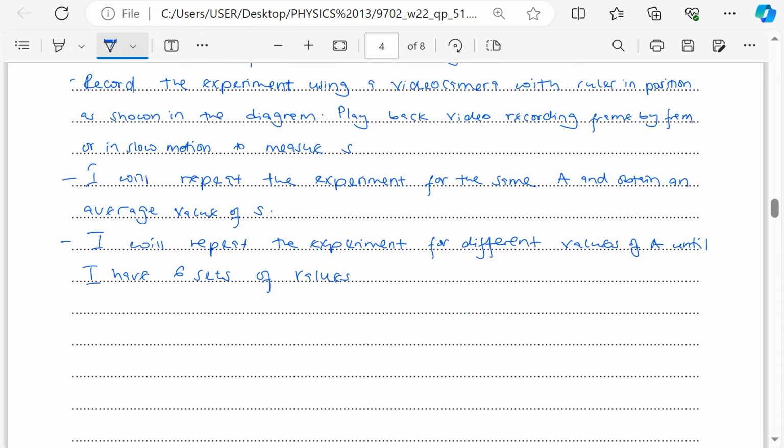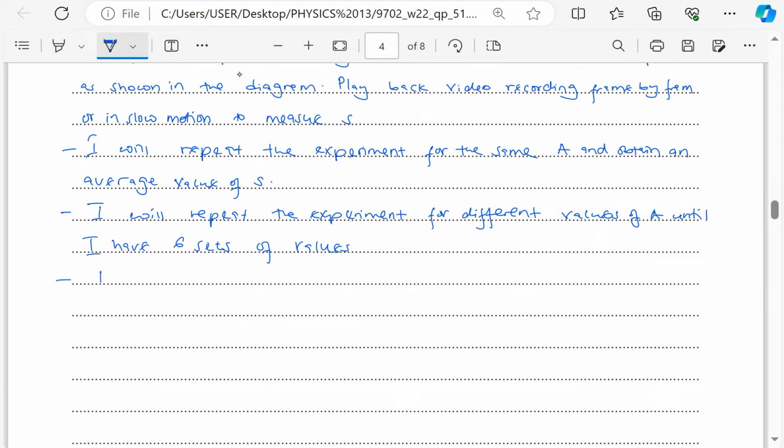Now that I have many values, the next thing is analysis, where I will plot a graph. So we have seen already that we shall plot a graph of ln of S against A. And the relationship is going to be valid if the graph is a straight line with the y-intercept equals to ln of S naught.